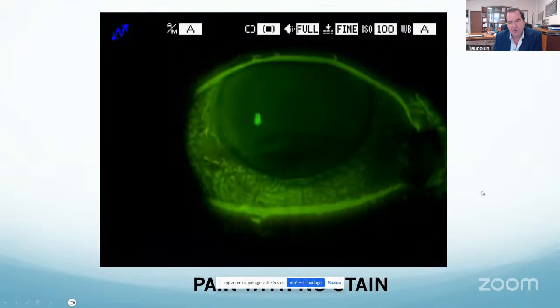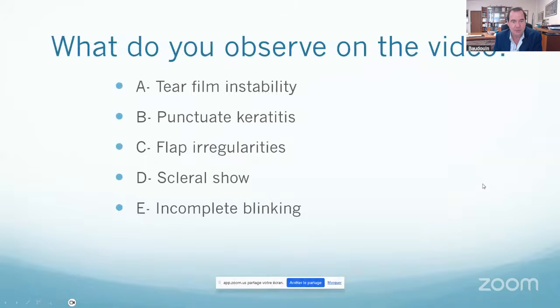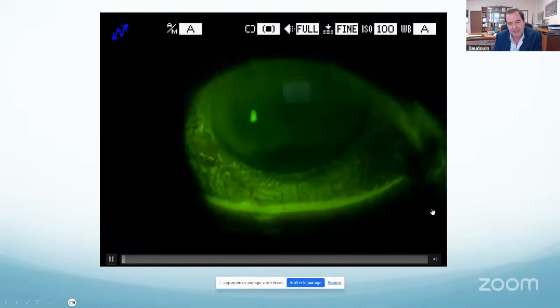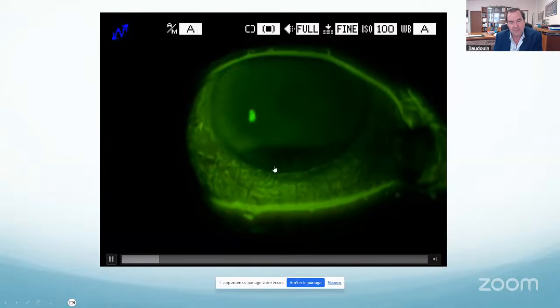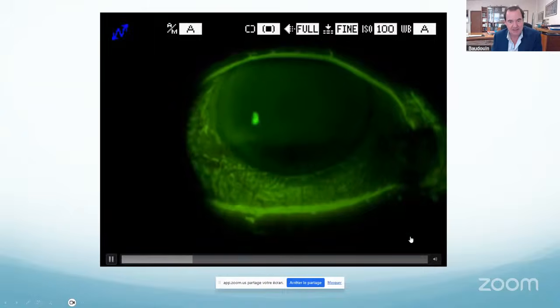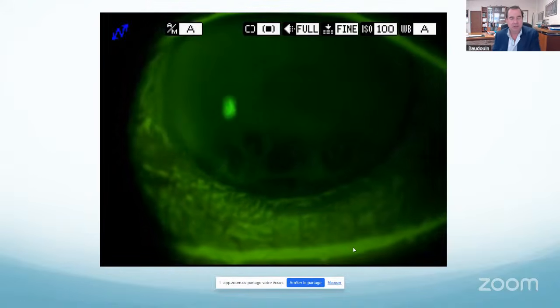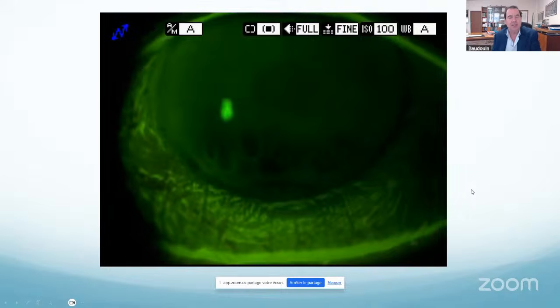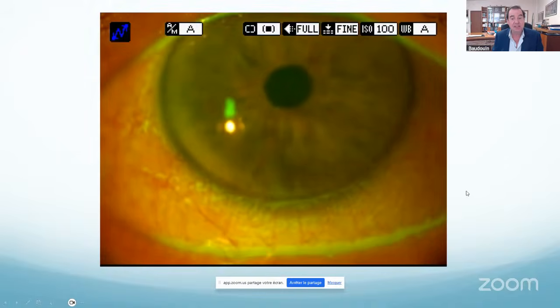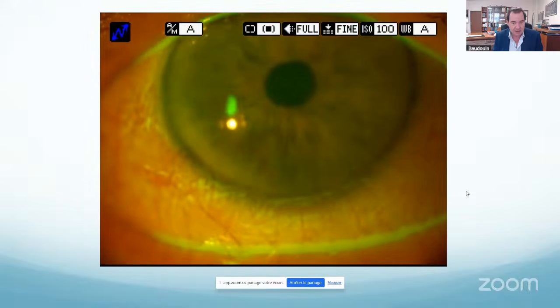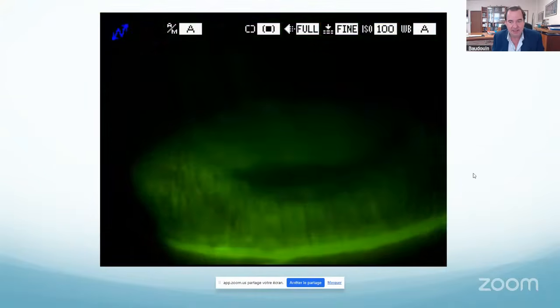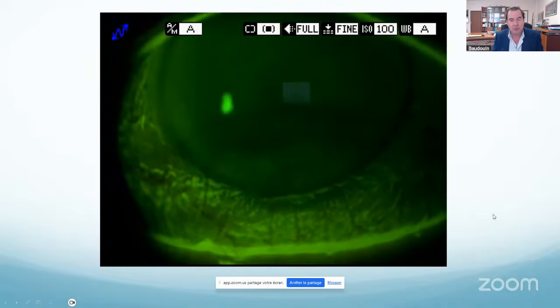In fact, if you observe the ocular surface well, you may observe different aspects: tear film instability, no keratitis, a problem with the flaps, scleral show, incomplete blinking. Look again. You have incomplete blinking, you have scleral show, and you have a major tear instability. Look at the tear film. It never spreads over the cornea and the conjunctiva. It's a major instability that is probably of mucinic origin. So pain with no stain is in fact associated with clinical aspects that may explain this kind of symptom and what we could call dry eye.